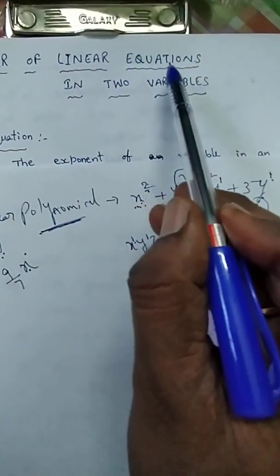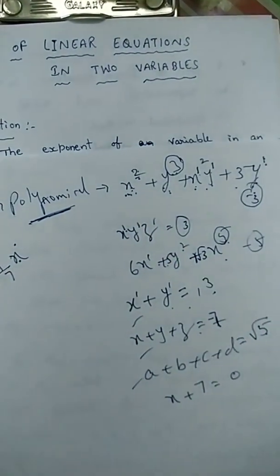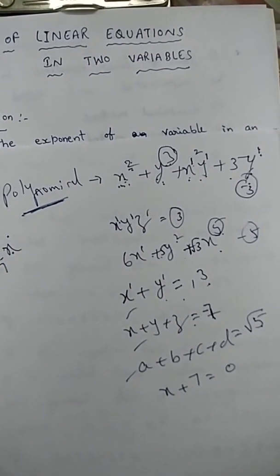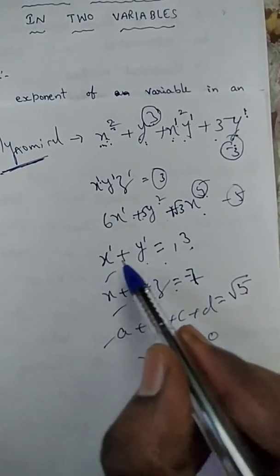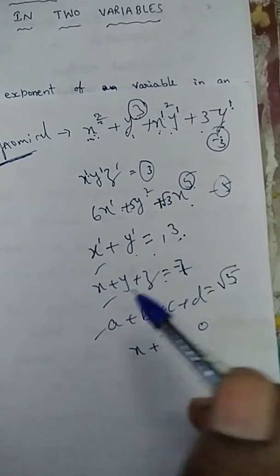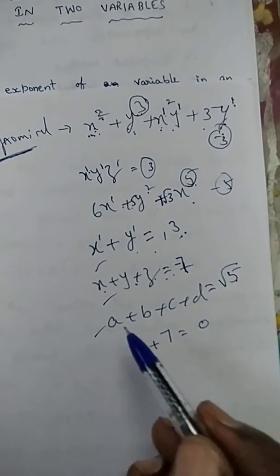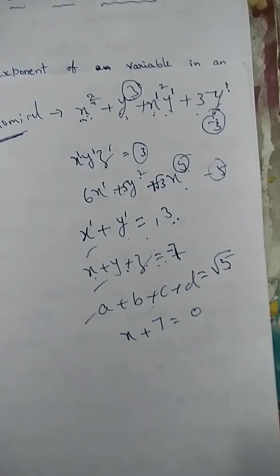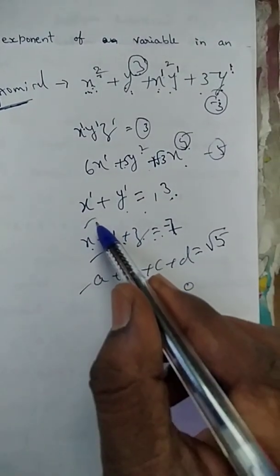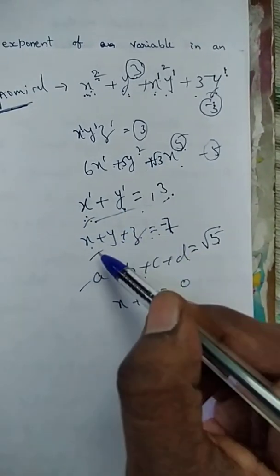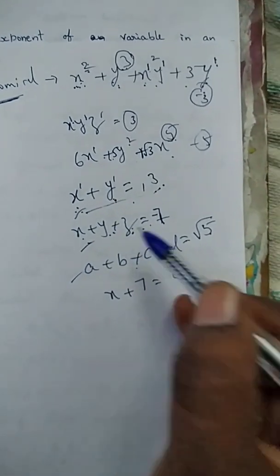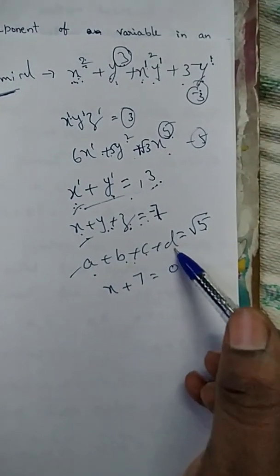Now we continue the topic: linear equations in two variables. Here we can observe these linear equations. What I said: x plus y is equal to 3, a linear equation. X plus y plus z is equal to minus 7, a linear equation. A plus b plus c plus d is equal to root 5, a linear equation. X plus 7 is equal to 0. All these are linear equations. But in the first we have two variables, 1, 2. How many variables? 2. Here 1, 2, 3: 3 variables. 1, 2, 3, 4: 4 variables.